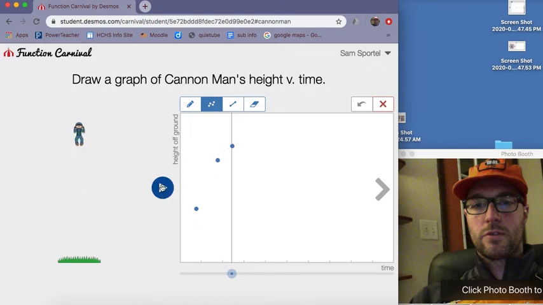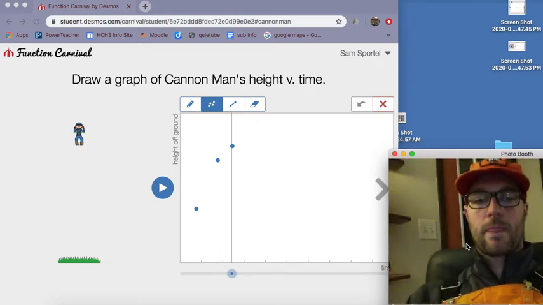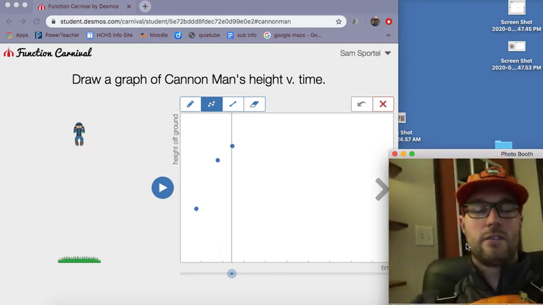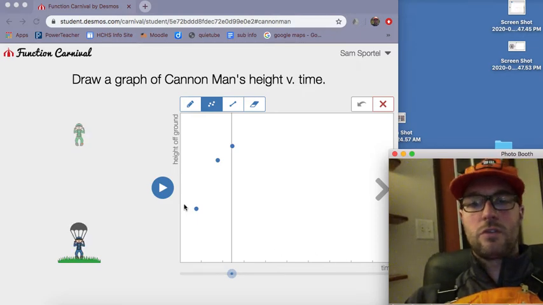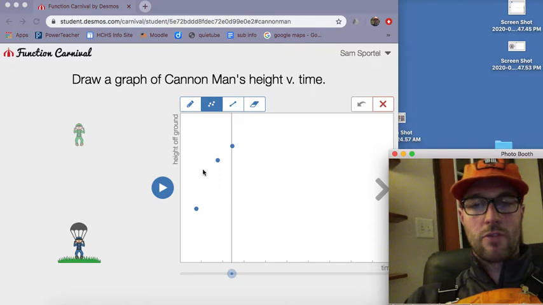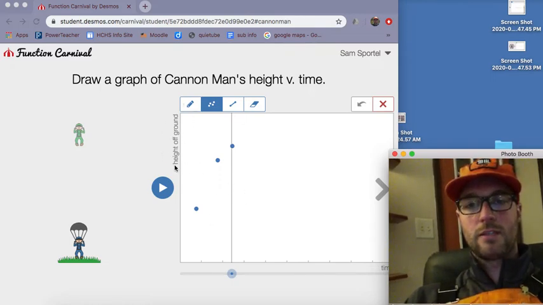I'd say when you first start, make sure that you just try it without using those little dot helpers. Just see what you come up with. Just draw something that you think would fit. So make sure you pay attention to the axes. This is height off the ground. So this one is all about how far up above the ground you are.